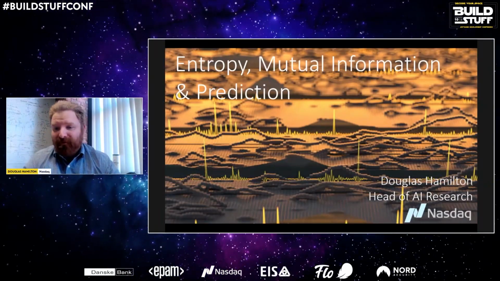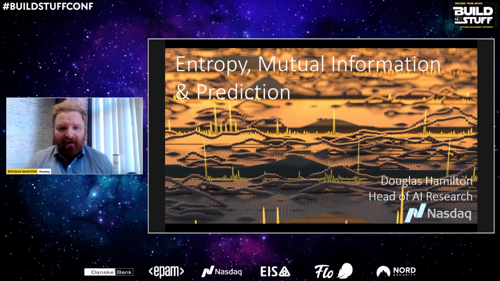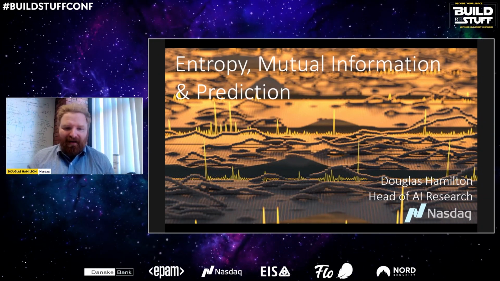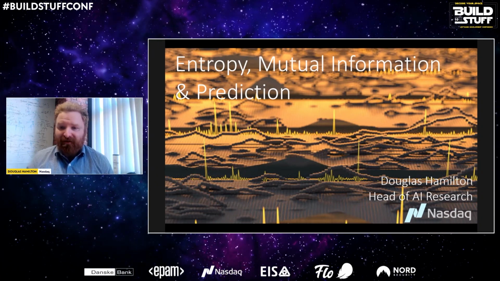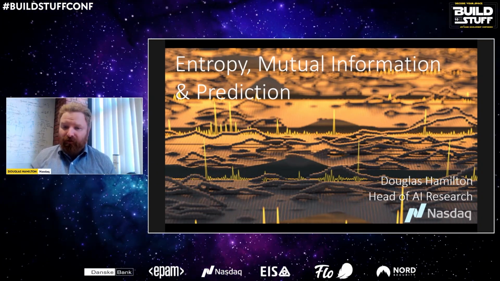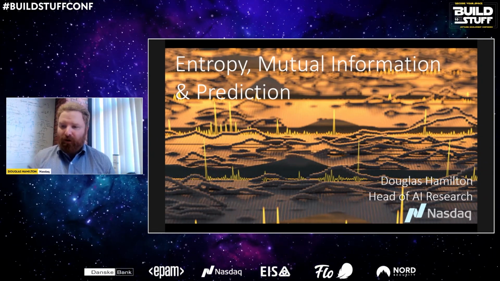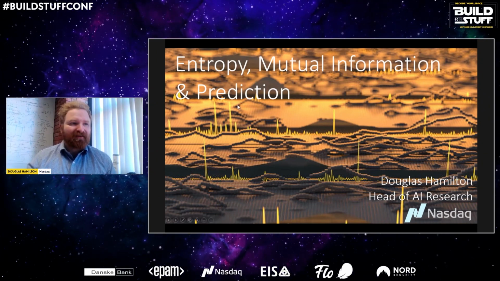So, as Dylan mentioned, today we're going to be talking about entropy, mutual information, and prediction, and more broadly, a topic very near and dear to my heart, information theory. We're going to be discussing it today in kind of a tactile way to get us to think like statisticians and think like data scientists, and understand how we here at NASDAQ within our AI research group think about the science of prediction through the lens of these very important concepts. So without further ado, let's get started.